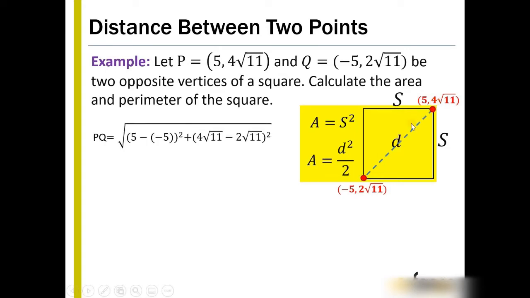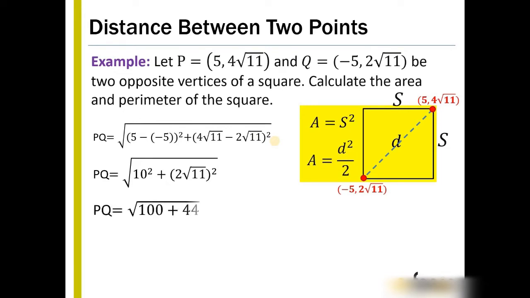Let's use the distance formula to find the length of this diagonal. So the length from P to Q is the square root of (x2 − x1) squared, which is (5 − (−5)) squared, plus (y2 − y1) squared, which is (4√11 − 2√11) squared. If we simplify this, we get that PQ equals the square root of 10 squared plus (2√11) squared. So PQ is the square root of 100 plus 44. So PQ equals 12. The diagonal of this square is 12.